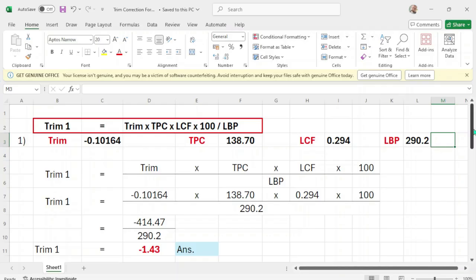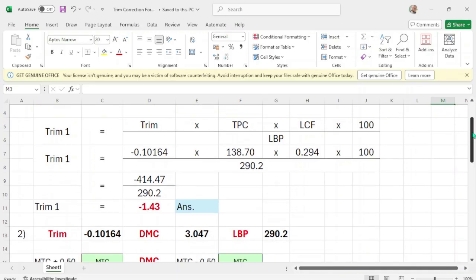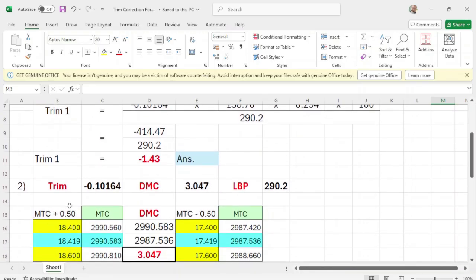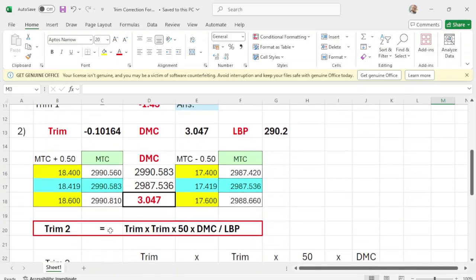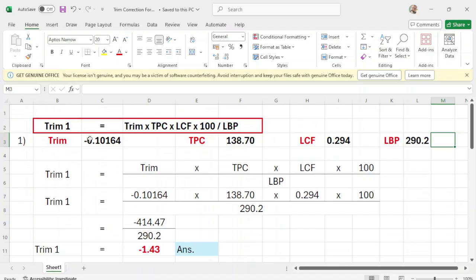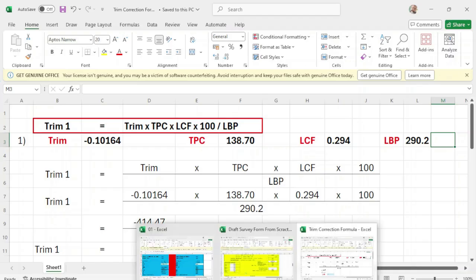We have to apply trim correction. There are two ways. One is trim times TPC times LCF times 100 over LBP, and the second correction, trim 2, is trim times 50 times difference of MTC over LBP. Okay, first we go to trim correction number 1.